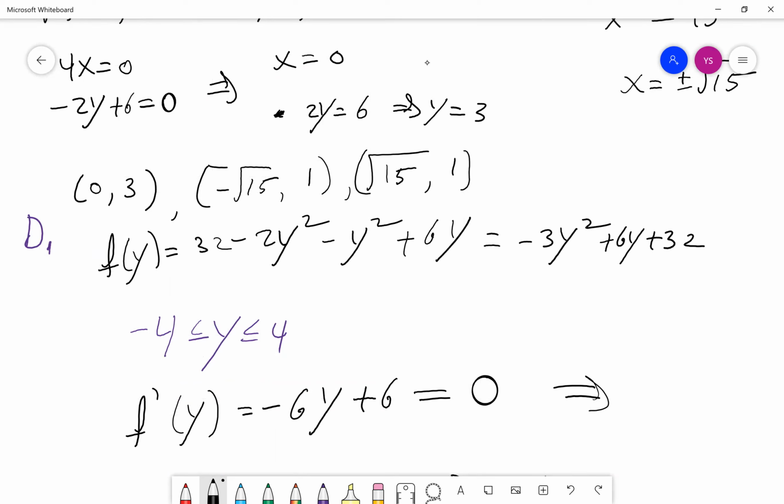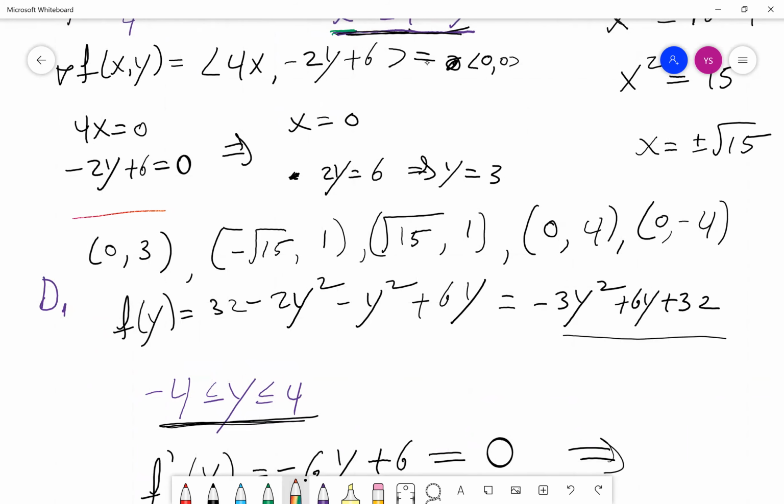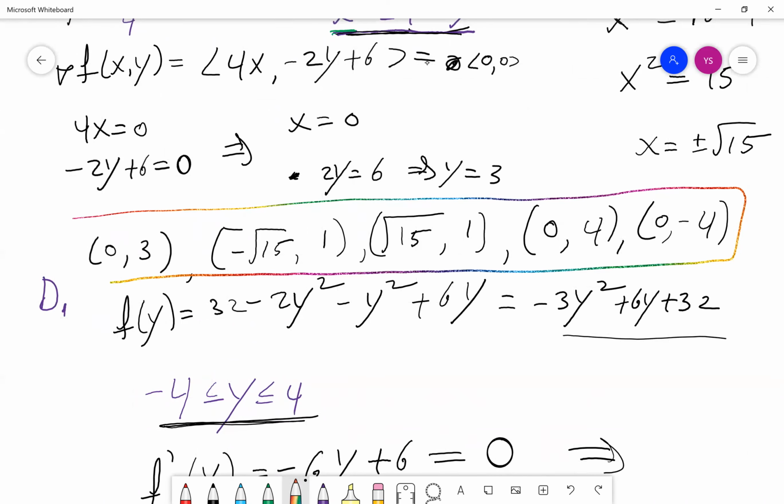Yeah, so the critical points are when your y is -4 or when your y is 4, because those are the boundaries of this one-dimensional equation, and you have to keep that in mind. So the other critical points are going to be 0, 4, and 0, -4. So these are all your critical points. Wait, is there not 4, 0, and -4, 0? No. Why not?